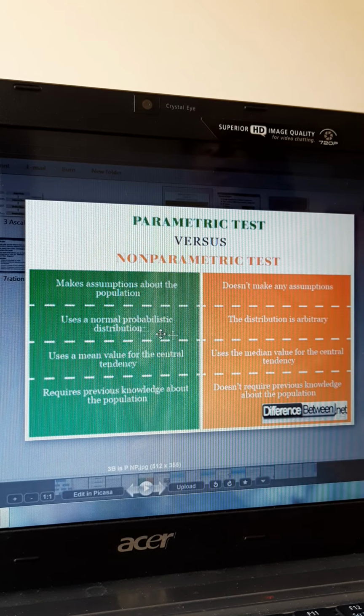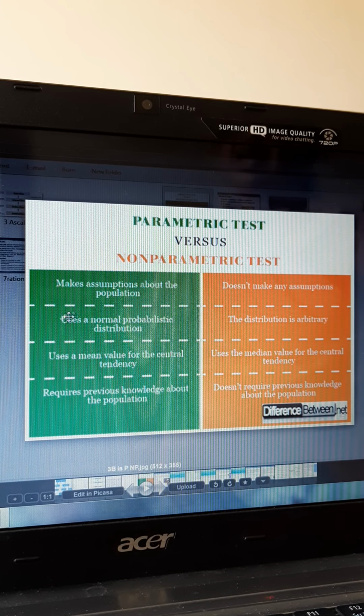For parametric data, you make an assumption about the population. Why is it called parametric? Because there is an assumption about the population. It uses a normal probability distribution, bell-shaped curve. It uses mean value for the central tendency. Okay, dispersion, range and all. What we do? From the mean, where it is dispersed. Next up, it requires previous knowledge about the overall population.